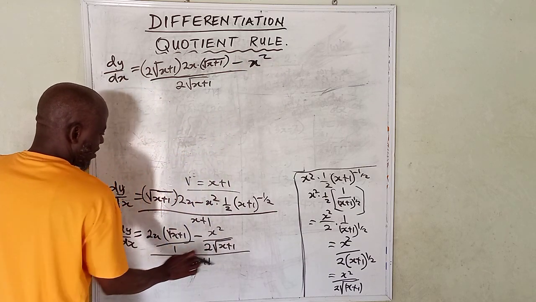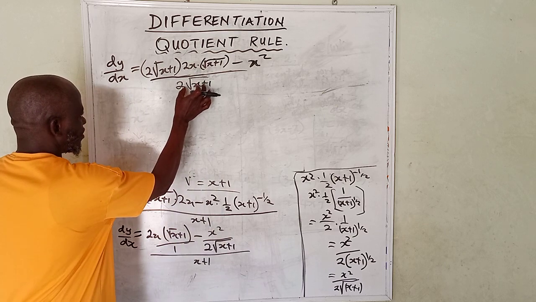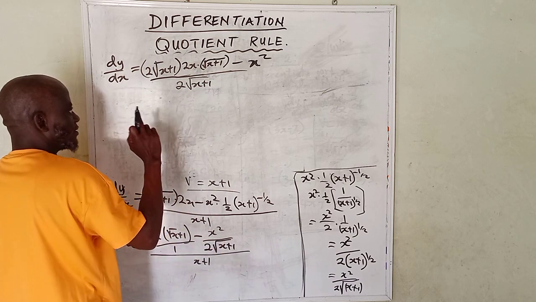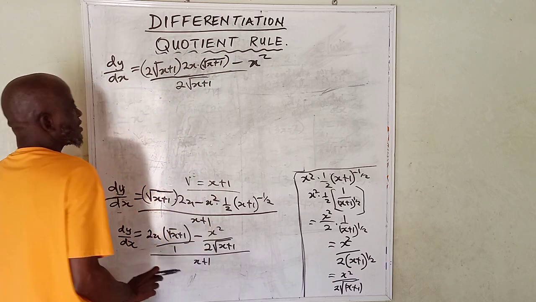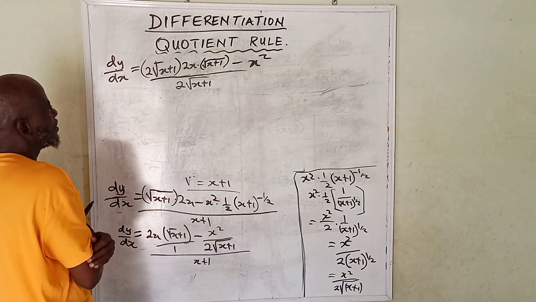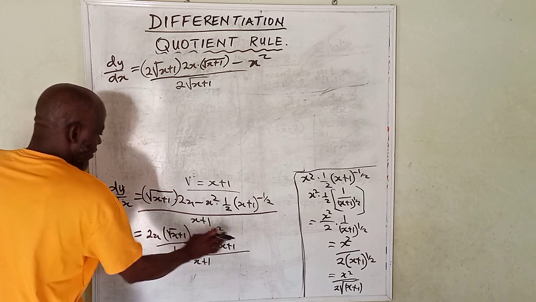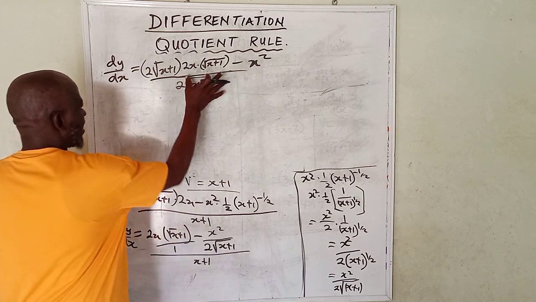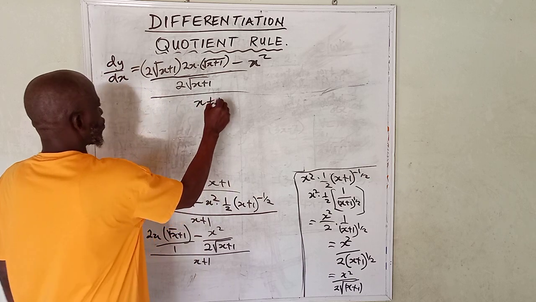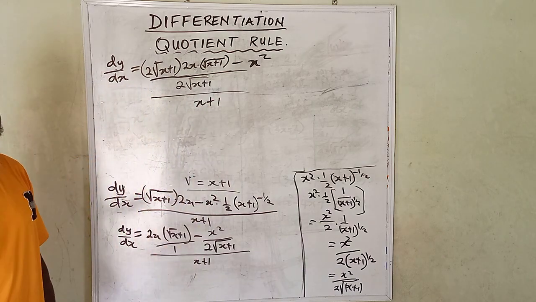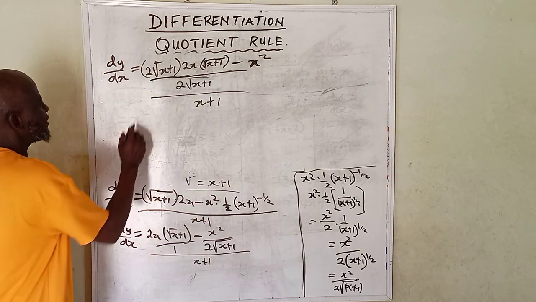So how many of this can we see in the LCM? How many of this can go in this? Is 1. Is it not? So just use 1 to multiply this function on top here. So when you subtract this, you have this, everything all over x plus 1. Are we together? Together we are, okay?